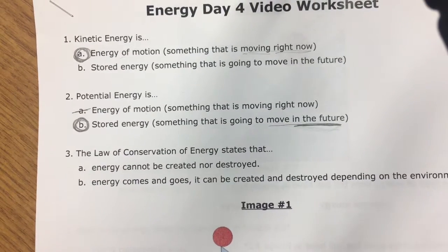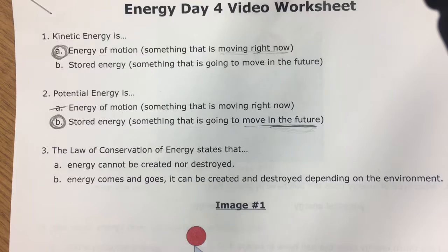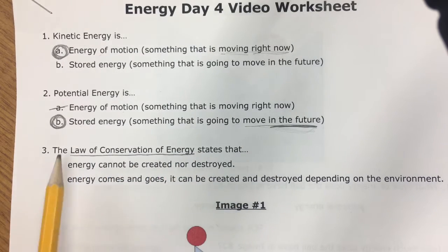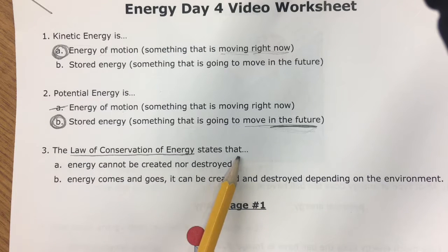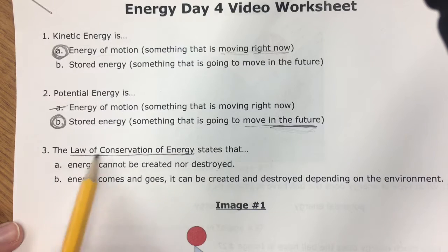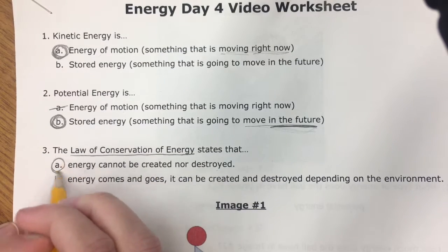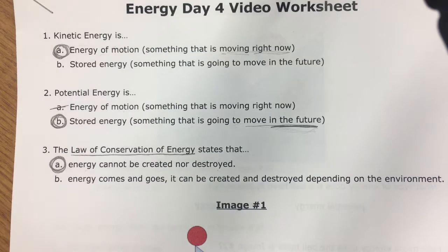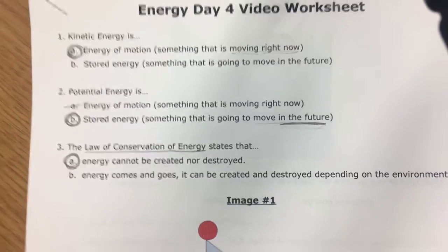Moving on. Today, we learned about the law of conservation of energy. You should have this definition in your notebook. So the law of conservation of energy states that A, energy cannot be created nor destroyed, or does it say B, energy comes and goes, it can be created and destroyed depending on the environment. If you need to look back in your notebook, please do so. Okay, I know that the law of conservation of energy states that energy cannot be created nor destroyed. It's only transformed. It's only transferred from one type of energy to the next. Right.